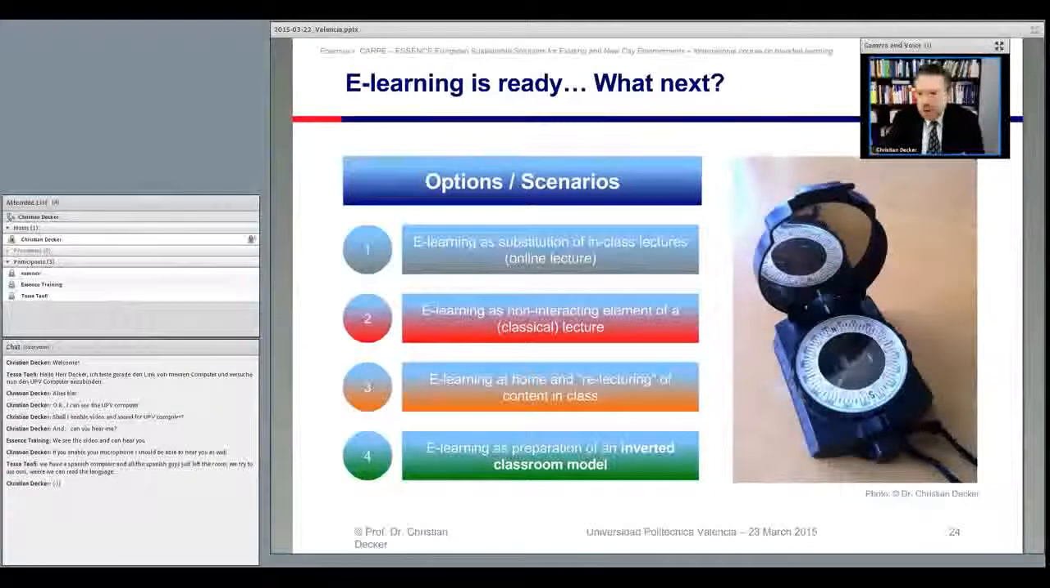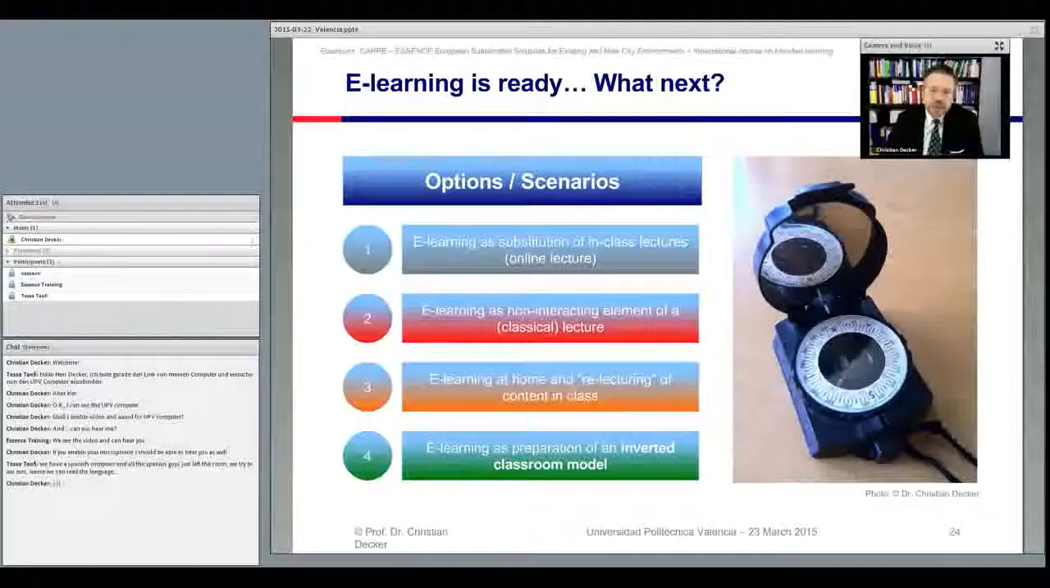So the fourth option is to use the e-learning as preparation and to use it in an inverted classroom model setting. I don't know whether you have touched upon the inverted classroom model today. Mrs. Tefi, have you talked today about it? No, I guess everyone has a basic idea, but we didn't have time for a common understanding of that yet. Okay, maybe I share my understanding with you now, and then we can see whether this matches with your understanding. And this is what I will explain now.